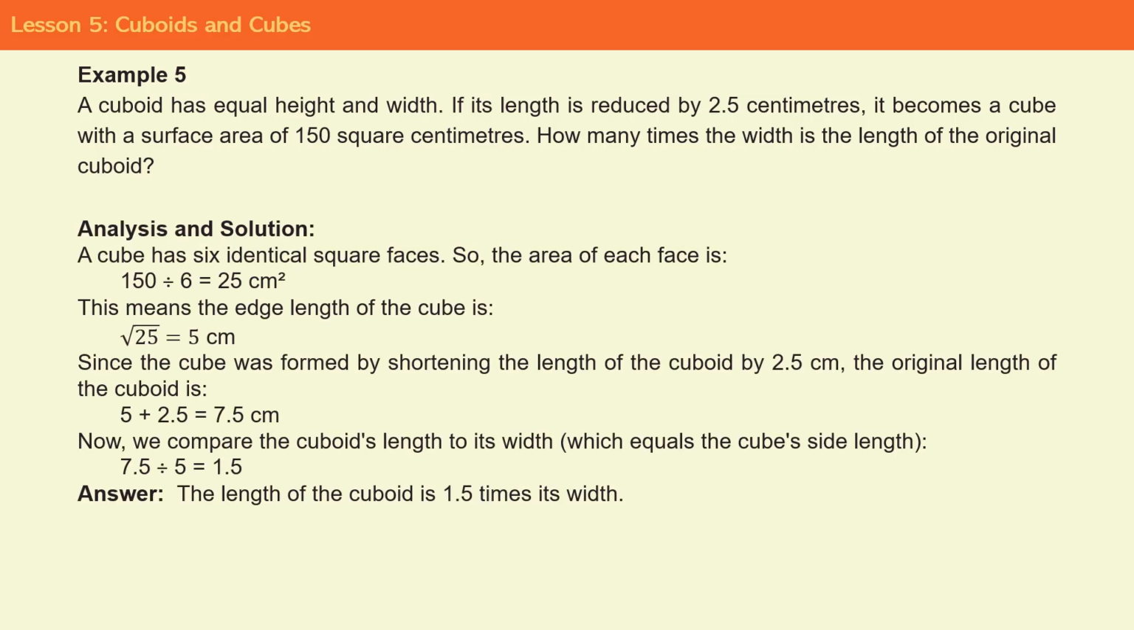A cube has 6 identical square faces. So, the area of each face is 150 divided by 6 equals 25 square centimeters. This means the edge length of the cube is the square root of 25 equals 5 centimeters. Since the cube was formed by shortening the length of the cuboid by 2.5 centimeters, the original length of the cuboid is 5 plus 2.5 equals 7.5 centimeters. Now, we compare the cuboid's length to its width, and we find the answer: the length of the cuboid is 1.5 times its width.